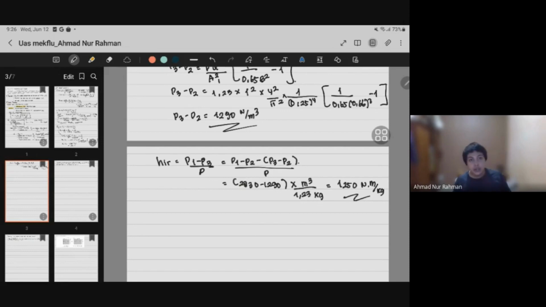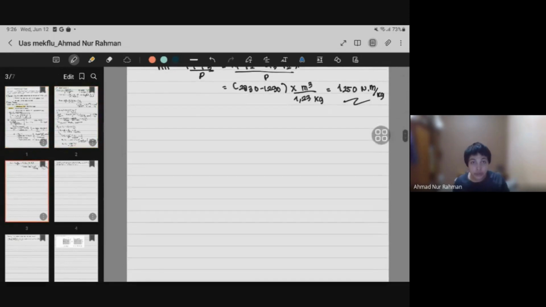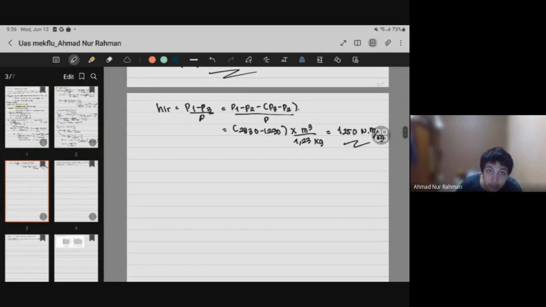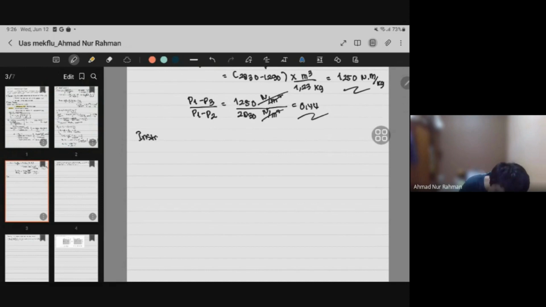This is the result. But the problem asks for the head loss for the orifice diameter. So the permanent pressure loss is a fraction of the measured difference. So we need to use P1 minus P3 over P1 minus P2, which equals 1,250 over 2,830. This equals 0.44. So this is the answer to the problem.